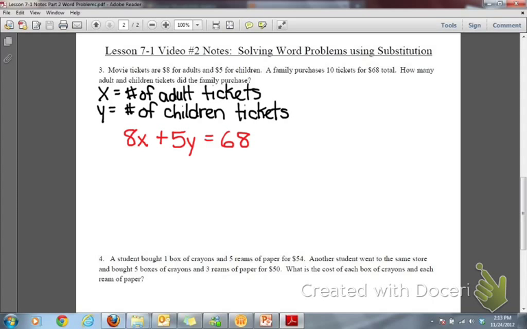The other number in the problem is that they purchased 10 tickets. So for that equation, you're just going to use that number. So they purchased 10 tickets altogether. So the number of adult tickets plus the number of children tickets equals 10 tickets.